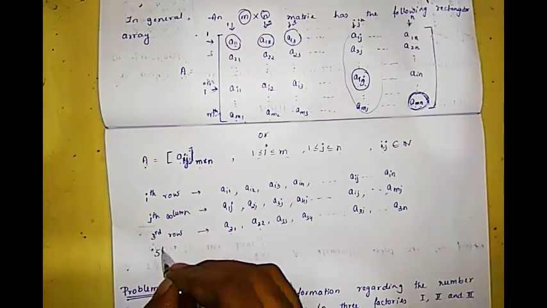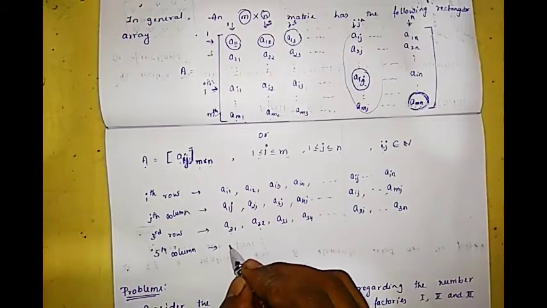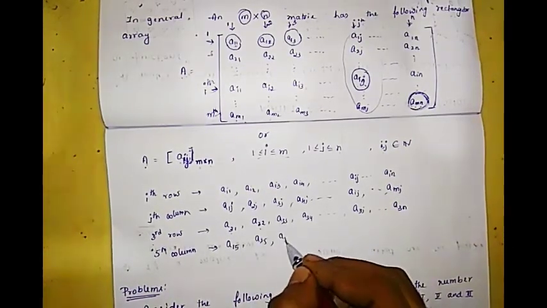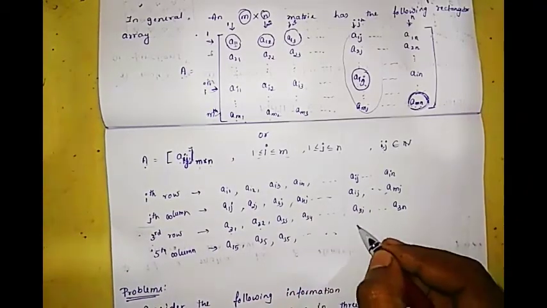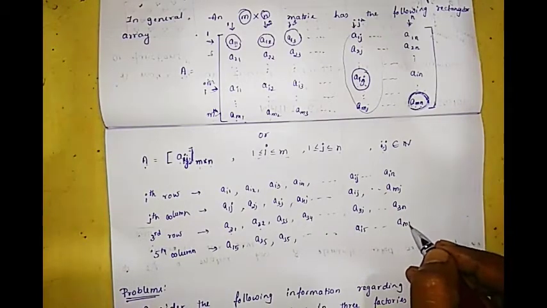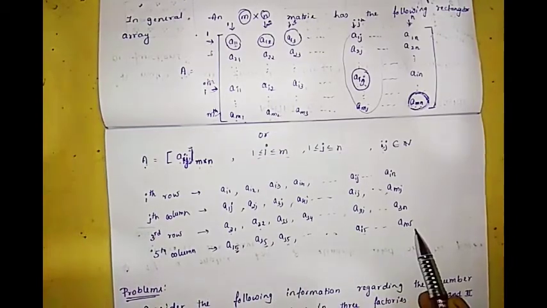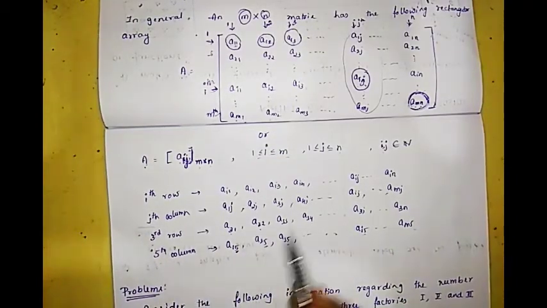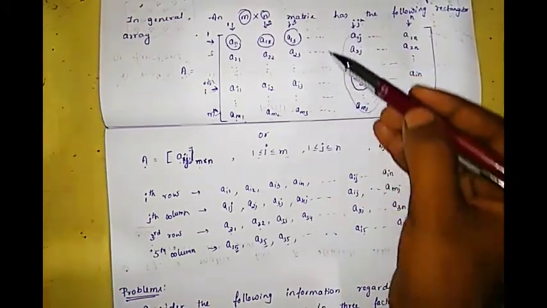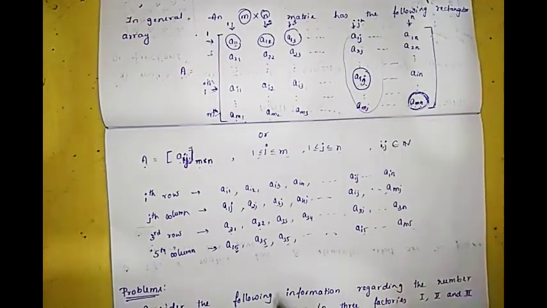If I take the fifth column elements, what happens? a15, a25, a35 up to ai5, up to am5. Now you can see the second number won't change. The number is 5. That means it is a fifth column entry. In a column, the first number will change: 1, 2, 3, 4. So a15, a25, a35 up to am5. Clear?